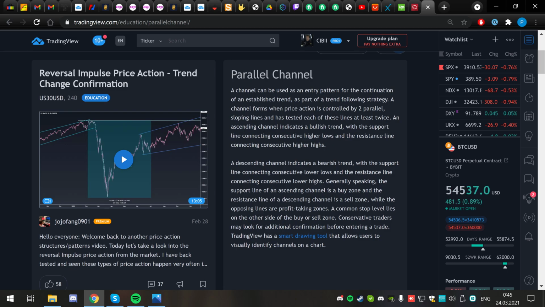An ascending channel indicates a bullish trend, with the support line connecting consecutive higher lows and the resistance line connecting consecutive higher highs. A descending channel indicates a bearish trend, with the support line connecting consecutive lower lows and the resistance line connecting consecutive lower highs. Generally speaking, the support line of the ascending channel is a buy zone and the resistance line of the descending channel is a sell zone.